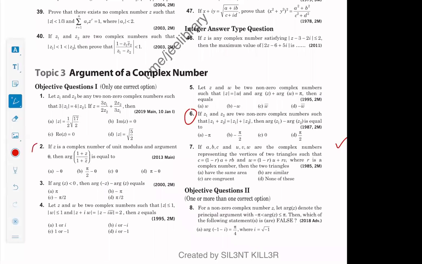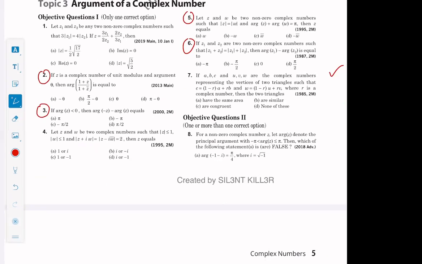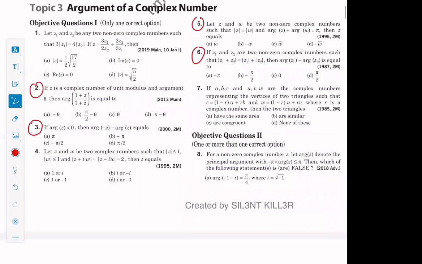Now solve the following problem. Question number 2, question number 3, question number 5, question number 6. Solve these 4 problems.